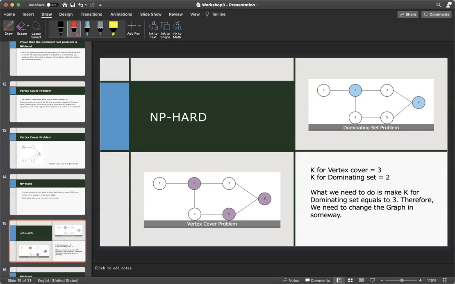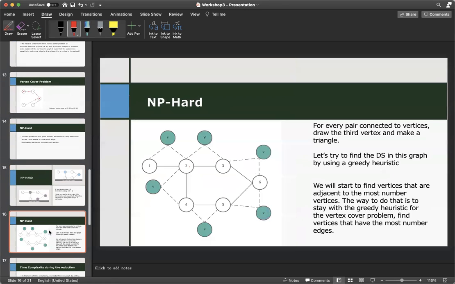So how are we going to do the reduction? What we need to do right now is to make k for dominating set equal to 3. Therefore, we need to change the graph in some way. We try to make some change to the graph so that the k for the vertex cover equals the k for the dominating set, making them equal to each other.